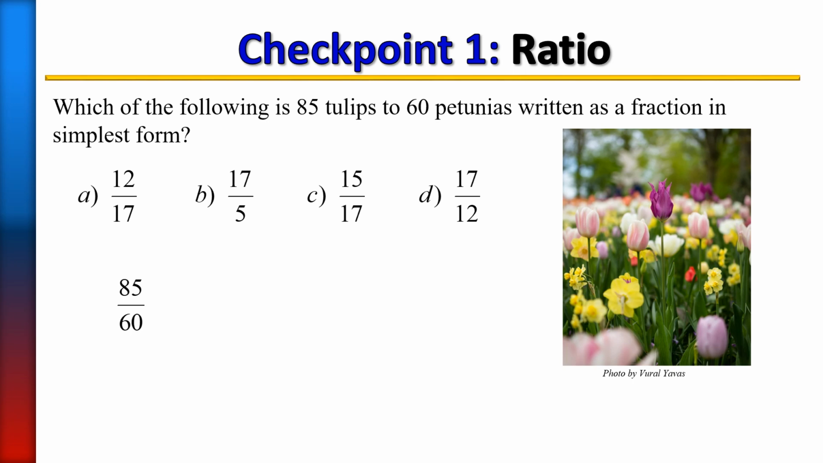So let's go ahead and take the common factor of 5 out by dividing both the top and the bottom by 5. And what that's going to leave us with is a simplified fraction of 17 over 12, which is choice D. So how did you do? Was that the answer that you got as well? Okay, good. Let's continue on.